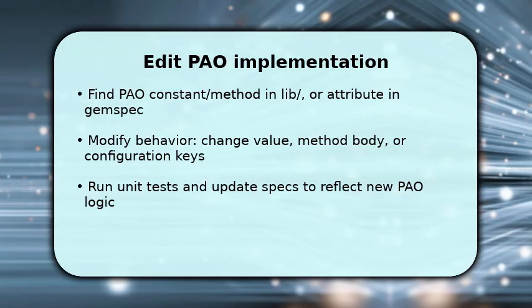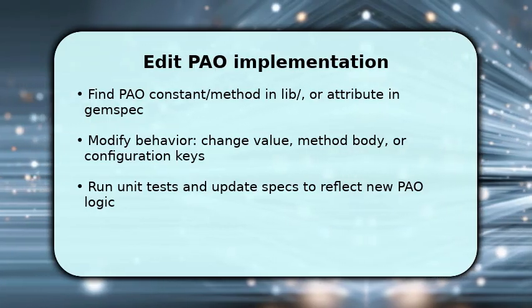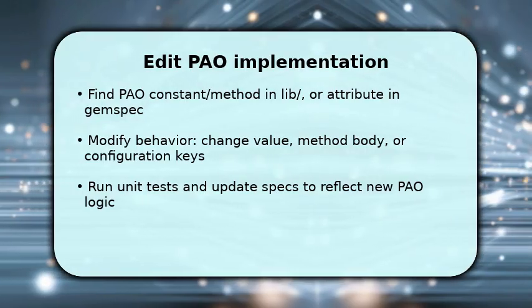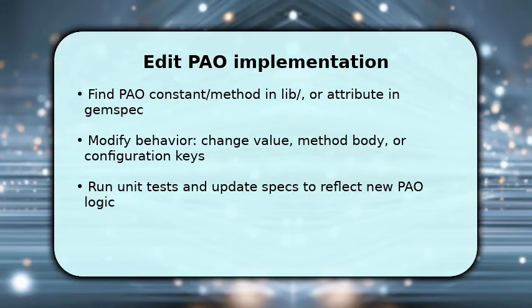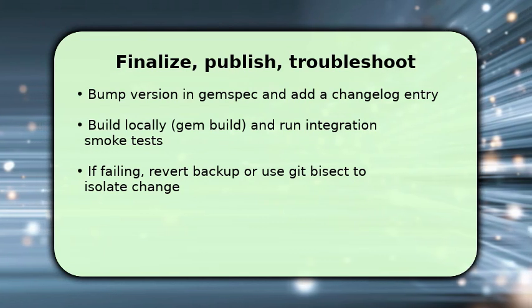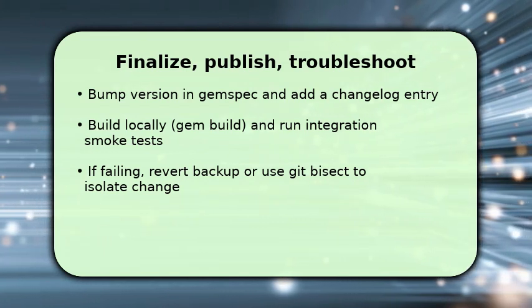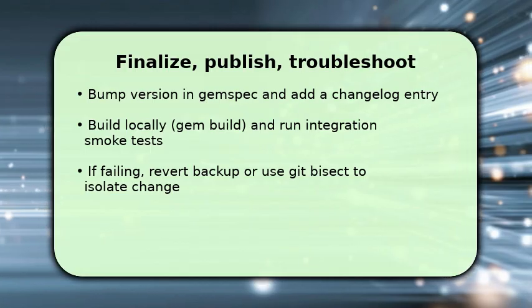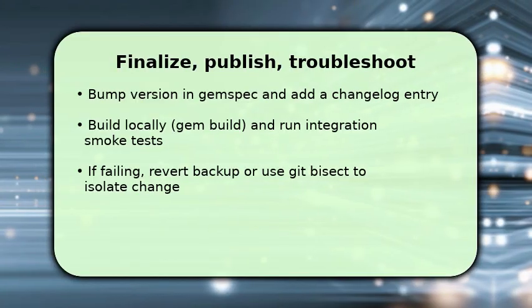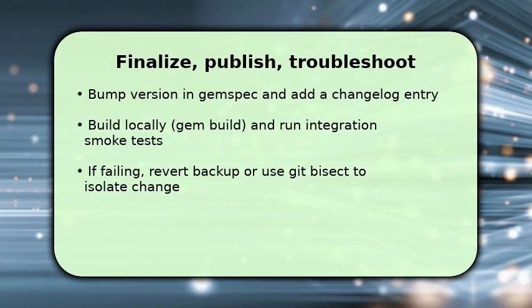If the gem exposes configuration, add a deprecation path or default so existing consumers will not break. Finish by bumping the gem version, updating the changelog, and building the gem locally with gem build to verify packaging. Install the local gem into a clean environment and run integration or smoke tests to confirm runtime behavior. When everything passes, push the branch and publish to your registry.